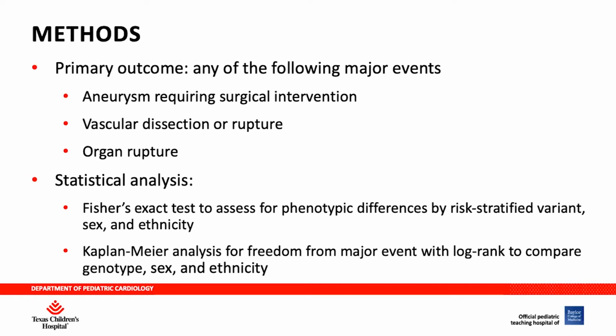So we utilized a compound outcome that included any of the following major events. This included aneurysm requiring surgical intervention, vascular dissection or rupture, or organ rupture. We first performed Fisher's exact test to assess for phenotypic differences by risk stratified variant, sex, and ethnicity. And then we used Kaplan-Meier analysis, freedom from event with log rank tests to compare the occurrence of major events by risk stratified variant, sex, and ethnicity.